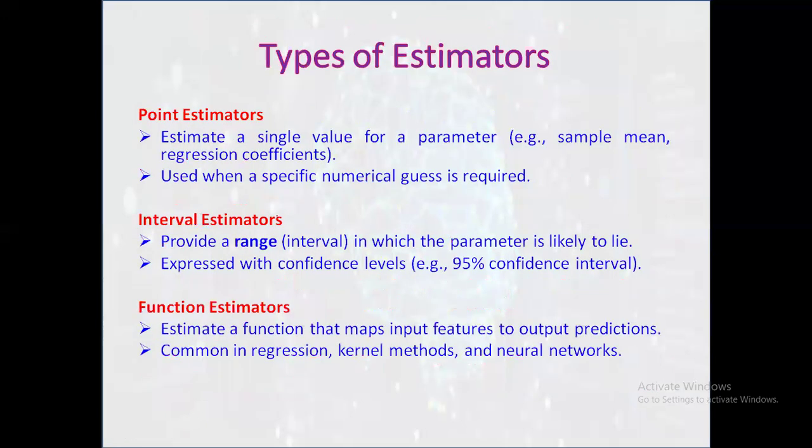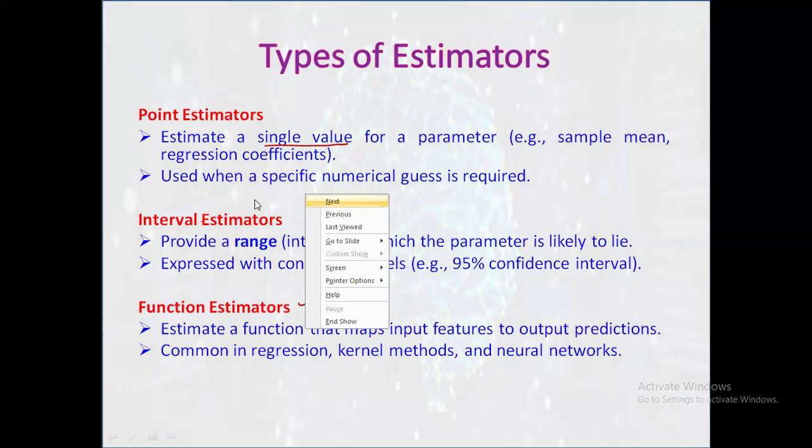Next, the types of estimators. There are various types: point estimators, interval estimators, and function estimators. The first one is the point estimator. A point estimator gives a single value, or a single number, as an estimate of an unknown parameter. For example, using the sample average to estimate the population average is a point estimate. These are commonly used when one needs a quick or specific prediction.